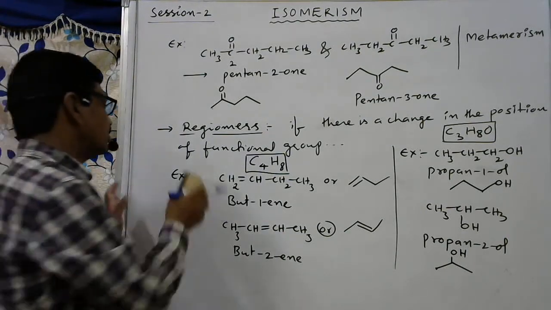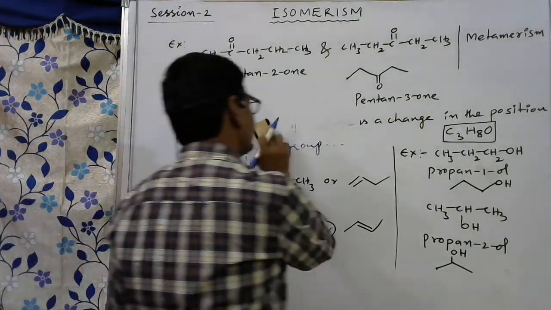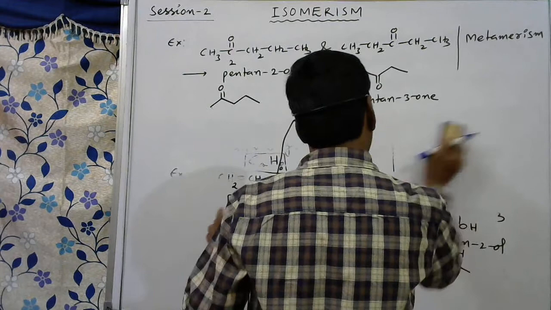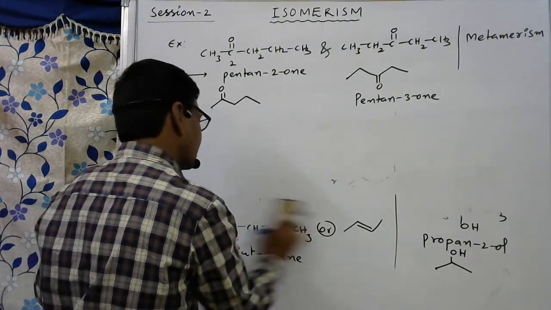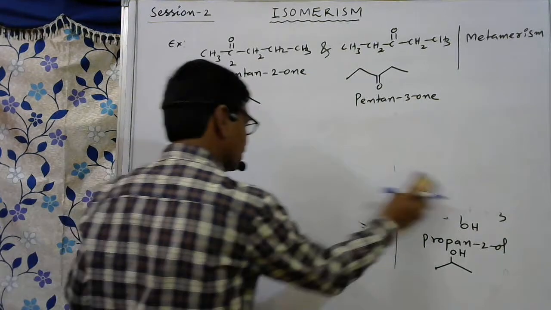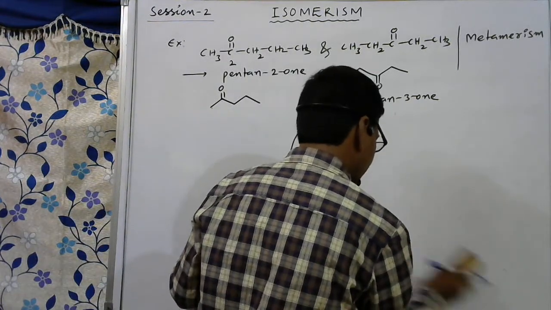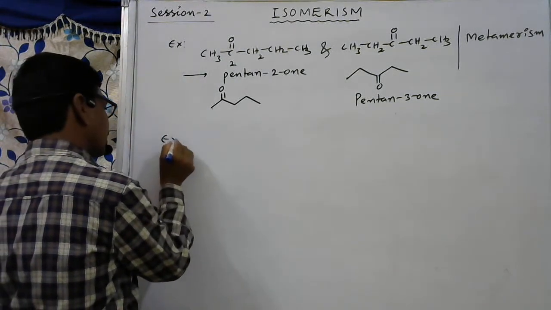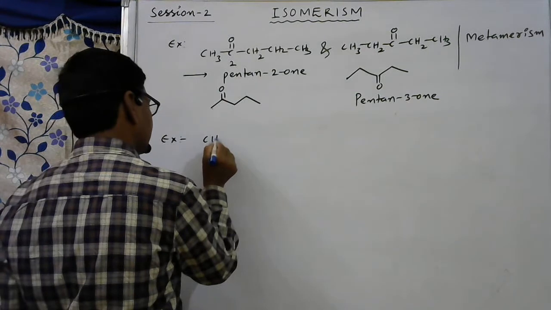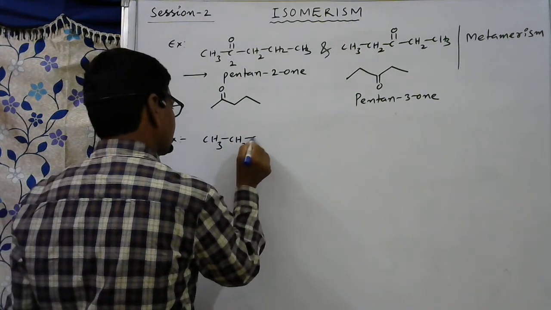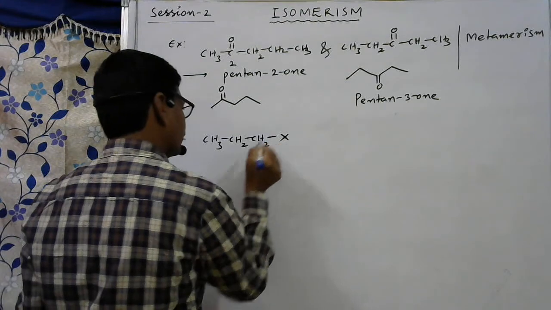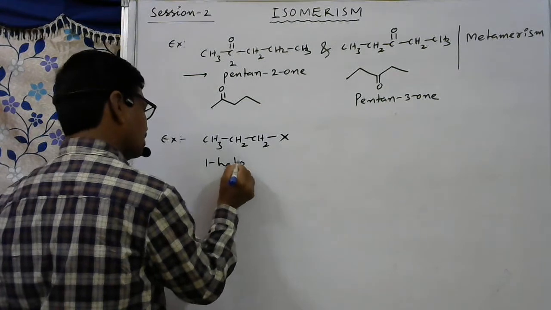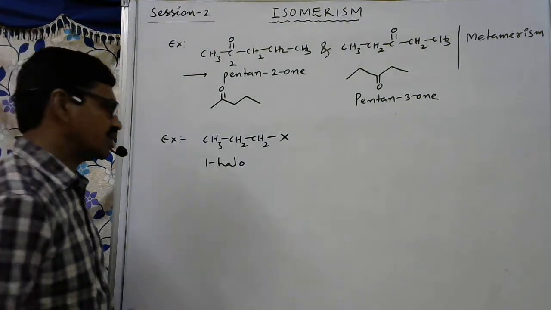And with respect to substituent also we can write. Substituent means it may be a chloro group, a nitro group or an amino group. We can consider any halo group also. Maybe chlorine or bromine or iodine. These groups may be present on the carbon chain. One more example I am writing: CH3, CH2, then CH2, X group. This is one halo. Halo may be fluorine, chlorine, or bromine.